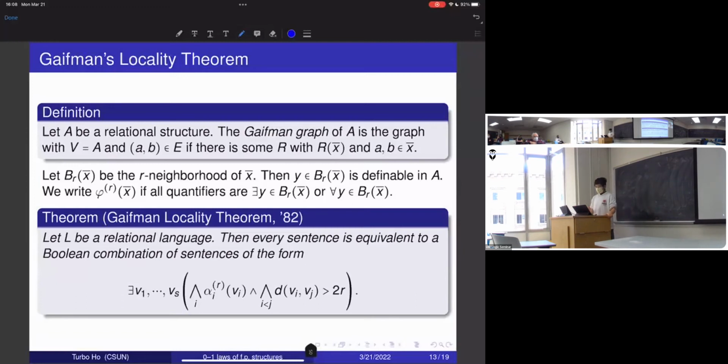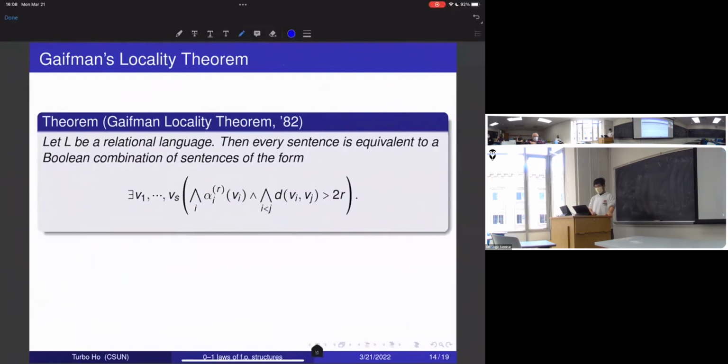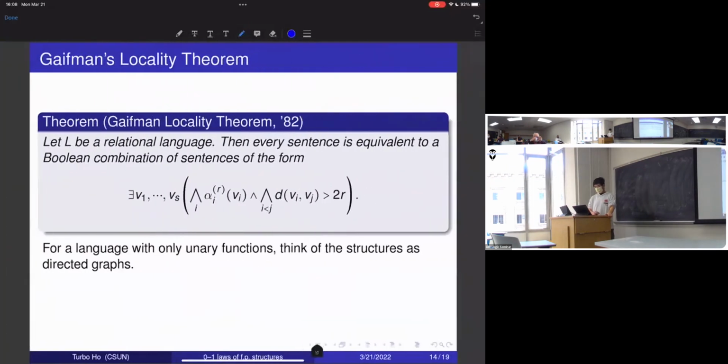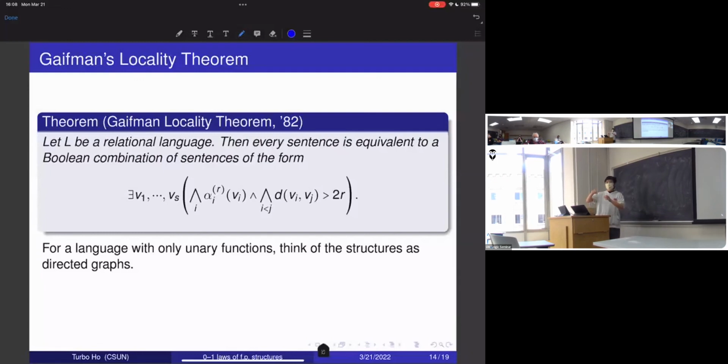So in our situation, this is just that theorem again. We are going to only look at languages with unary functions, so all the structures here really are thought of as directed graphs. You can think of all the unary functions as a binary relation that, for every x, holds on exactly one y, but it's a binary relation, and that's exactly the edge relation. And these edges are in some sense directed. So you're looking at these Gaifman graphs of our structures.